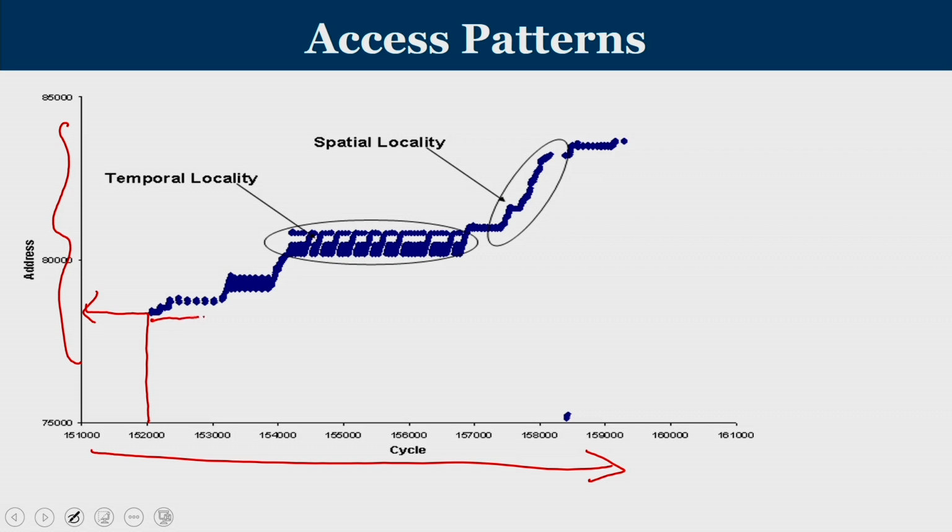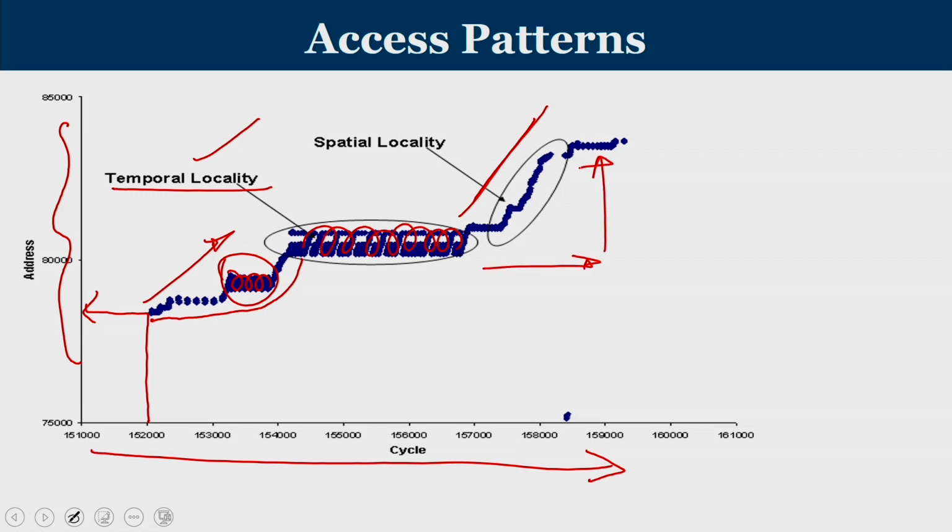As time progresses, you can see that the address locations change. Going up means it is going to a higher address. In this region, you can see that the same address is being revisited; you come down to the same address. Similarly, in this region also, the same address is repeated in the near future. That refers to temporal locality. If the address is being re-referenced in the near future, we call it temporal locality. And if you look at this range, as time progresses, adjacent addresses are being accessed, and that is what is known as spatial locality.